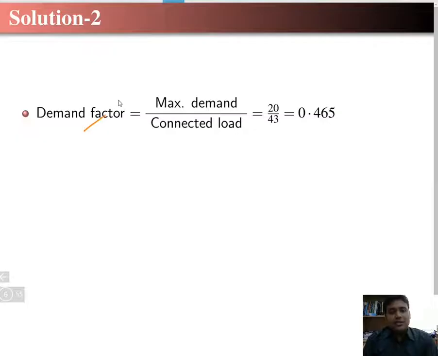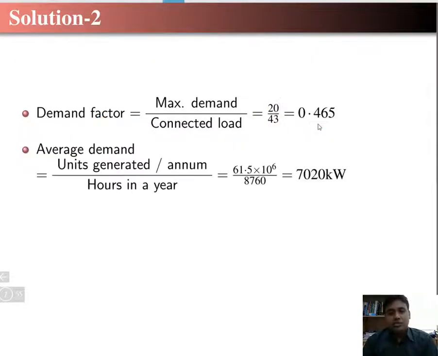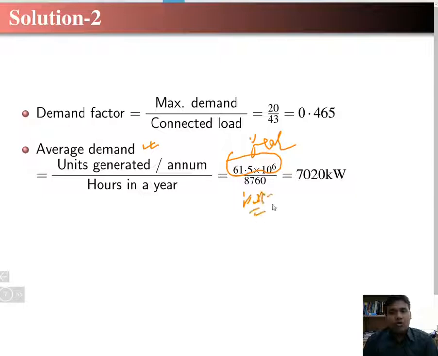So demand factor is given by the formula as the ratio of maximum demand by connected load. Maximum demand is given to be 20 and connected load is given to be 43. So the ratio comes to be 0.465. If you want to calculate the average load or the average demand, you have to divide the total energy that is produced in a particular year by the number of hours of operation. Okay, so it is 7020 kilowatt, that is the average load on the power plant.